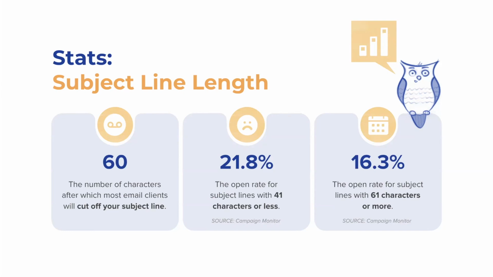And the stats bear that out. Subject lines that are 41 characters or less have 21.8% open rates on average, while subject lines that are 61 characters or longer have an average open rate of just 16.3%. And that translates to 25% fewer opens over the course of the campaign. So that's 25% fewer prospects who are seeing your message in the first place. And that's a really big difference.